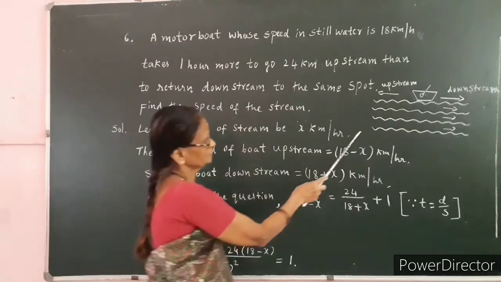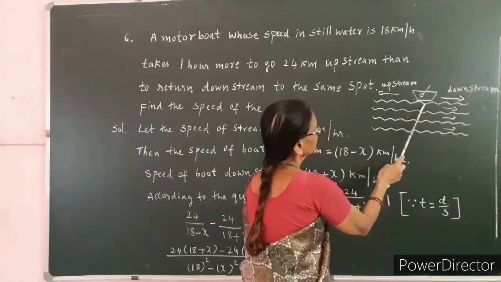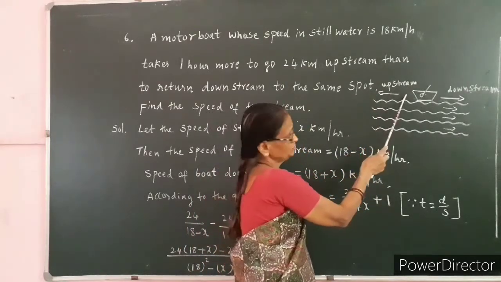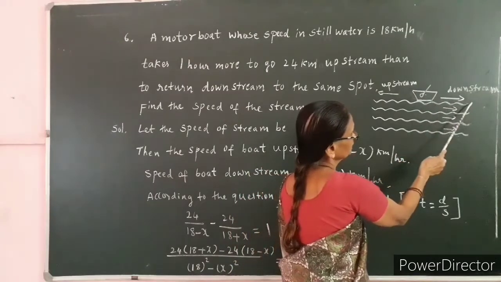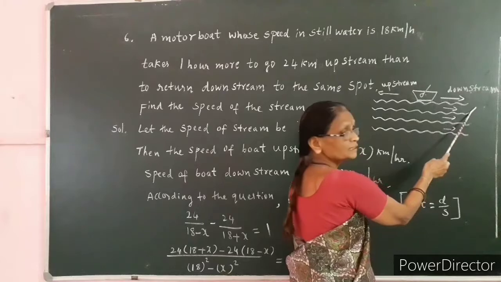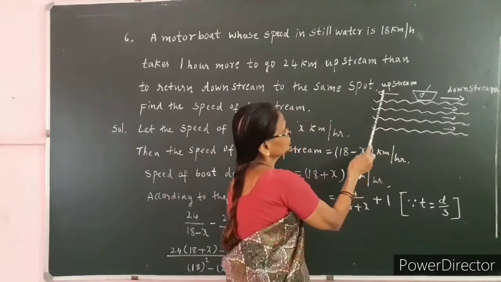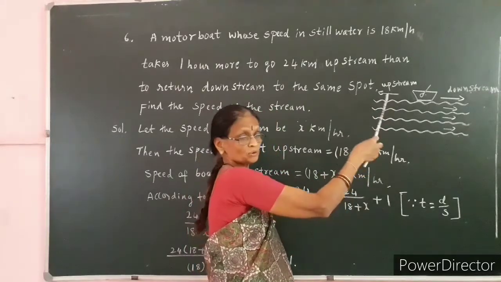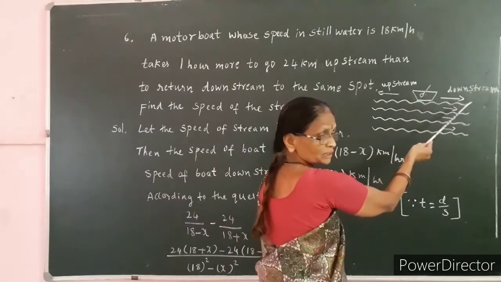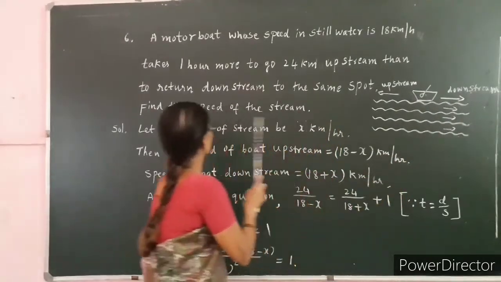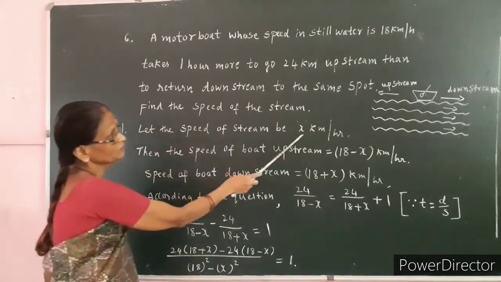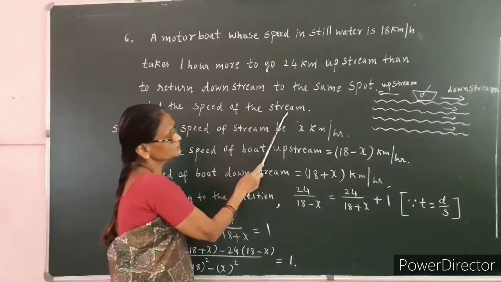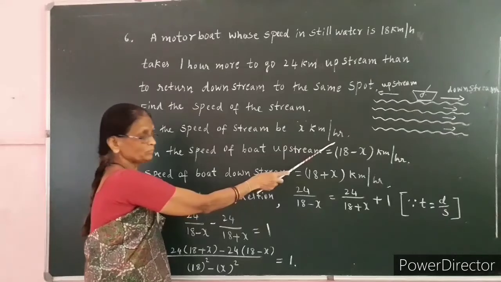Now, as explained in the figure, this is the river, this is the boat. Upstream is the direction opposite to which the river flows, that we call upstream. Downstream is the direction along with the river flows, that we call downstream. When the motor boat goes upstream, the speed is reduced, because it is the opposite direction. Downstream, the speed is enhanced. So let the speed of the stream be x km per hour, because that is the unknown. We have to find out the speed of the stream, so we take x km per hour.